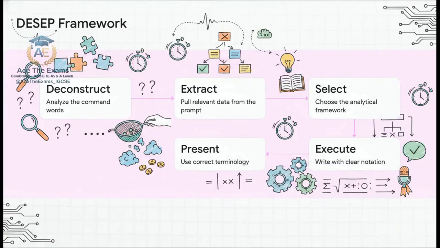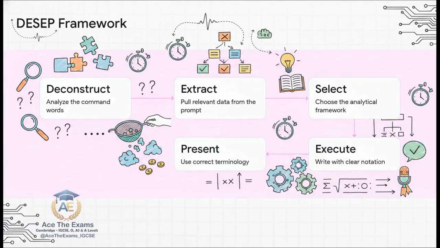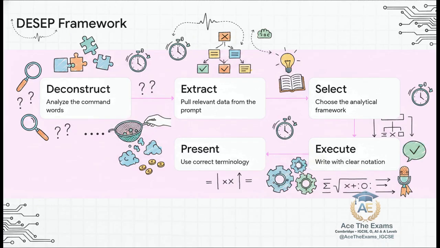Okay, I need you to memorize this exact sequence. DCEP. Deconstruct, extract, select, execute, and present. This systematic processing is exactly how you take raw, confusing exam data and turn it into a high-scoring, evidence-based conclusion. Let's do a live mental rewrite for our old friends Sam and Alex using this exact method. Imagine a 60-second timer starting right now on their exam clock.